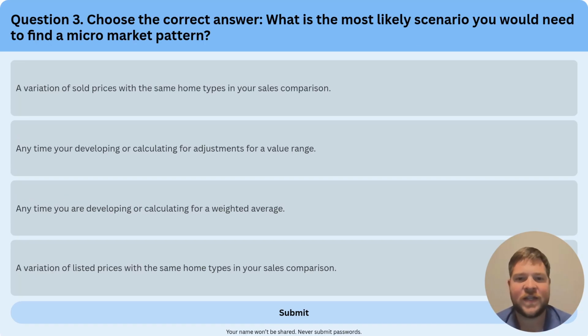Question number 3, choose the correct answer. What is the most likely scenario you would need to find a micro market pattern? That's going to be a little bit harder, so I'll give you a little more time. A, a variation of sold prices with the same home types in your sales comparison. B, anytime you're developing or calculating for adjustments for a value range. C, anytime you're developing or calculating for a weighted average. Or D, a variation of listed prices with the same home types in your sales comparison. I will give you 30 seconds starting now.